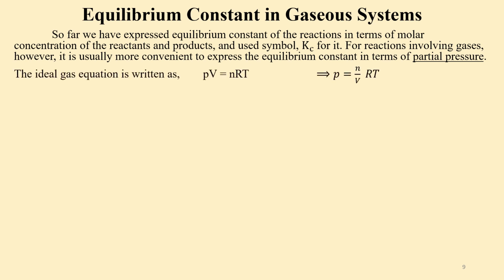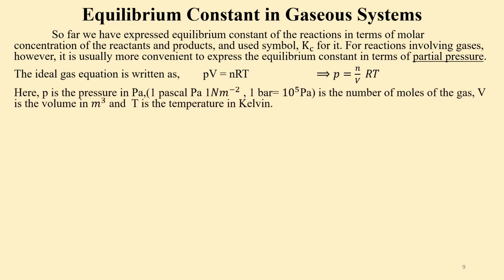So, recalling the ideal gas equation, PV is equal to nRT. That can be written as P is equal to n by V RT. Here, P is pressure in Pascal. Please recall that 1 Pascal (Pa) is equal to 1 Newton per meter square, or 1 bar is equal to 10^5 Pa. n is the number of moles of the gas, and V is the volume in meter cube, and capital T is the temperature in Kelvin.